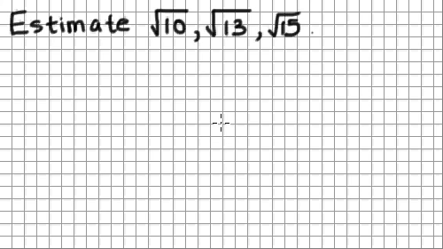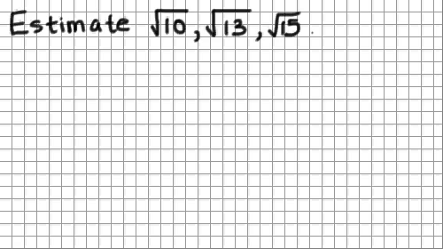What we are going to do now is to make an estimation of the square root of 10, 13 and 15 using the number line. The first thing you have to recognize is that all three numbers, 10, 13 and 15, lie between the perfect squares which are actually 9 and 16. So the interval we want to consider is between 9 and 16. In other words, the square of 3 and the square of 4.